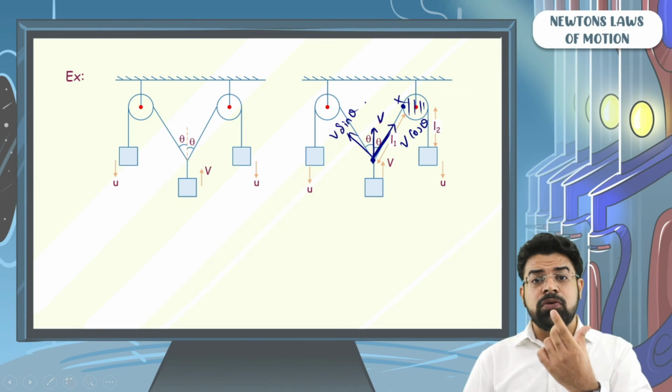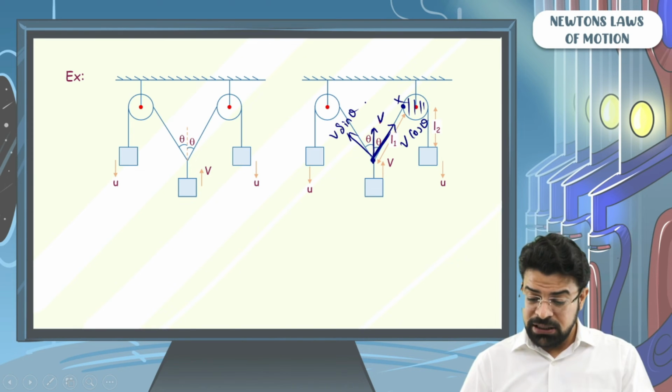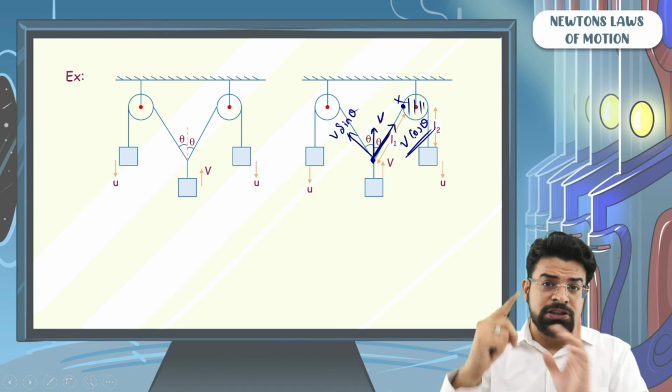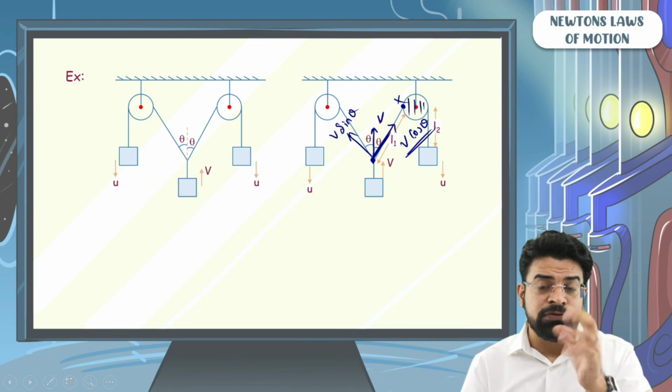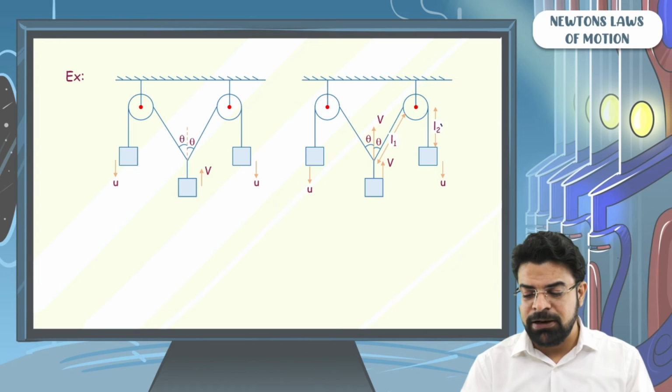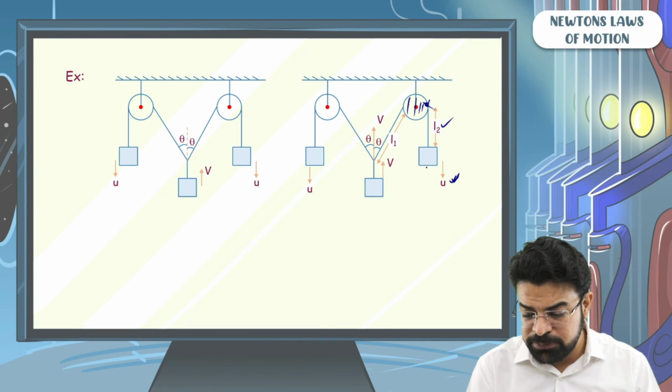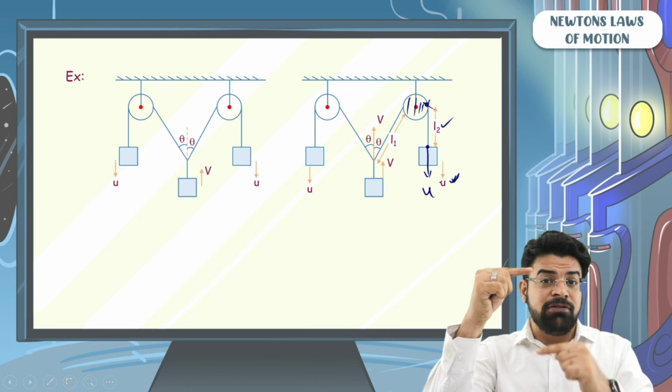So what will you write for dl1 by dt? The component of velocity responsible for reducing L1 is v cos theta. So dl1 by dt will be minus v cos theta. And writing dl2 by dt is a cakewalk. The pulley is fixed, so this terminal is fixed. And since the block goes down with the speed u, this terminal will go down with the speed u. So dl2 by dt will be plus u.